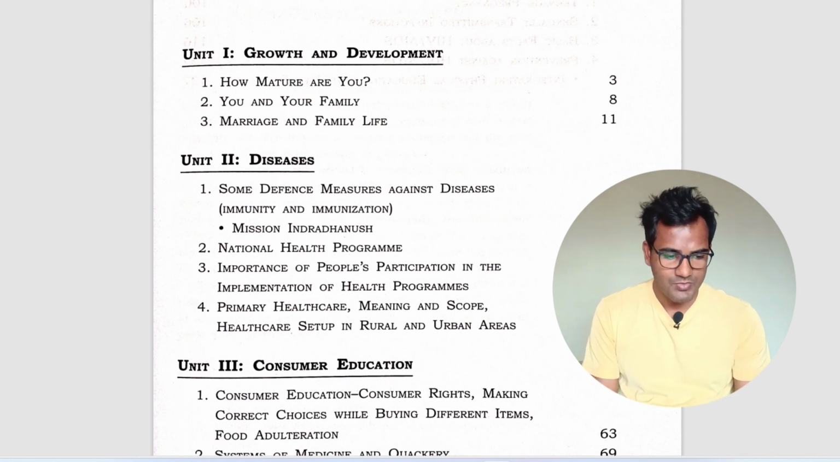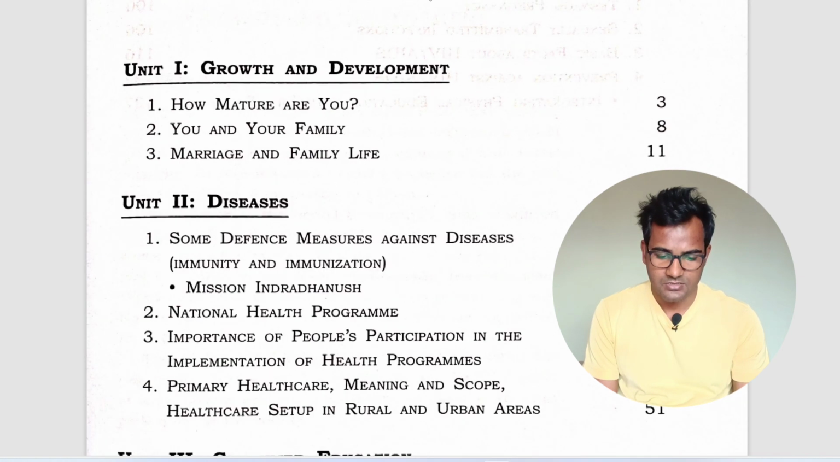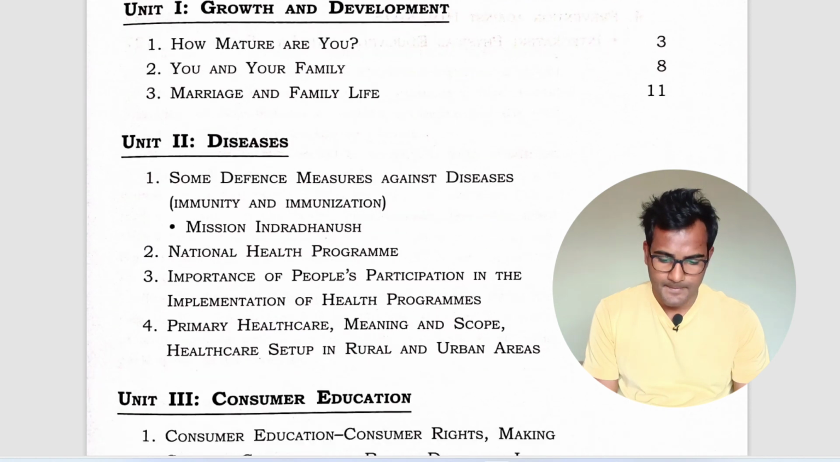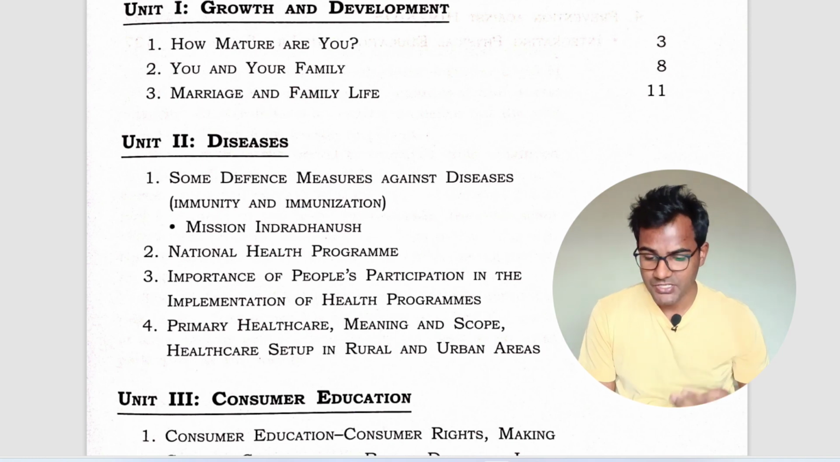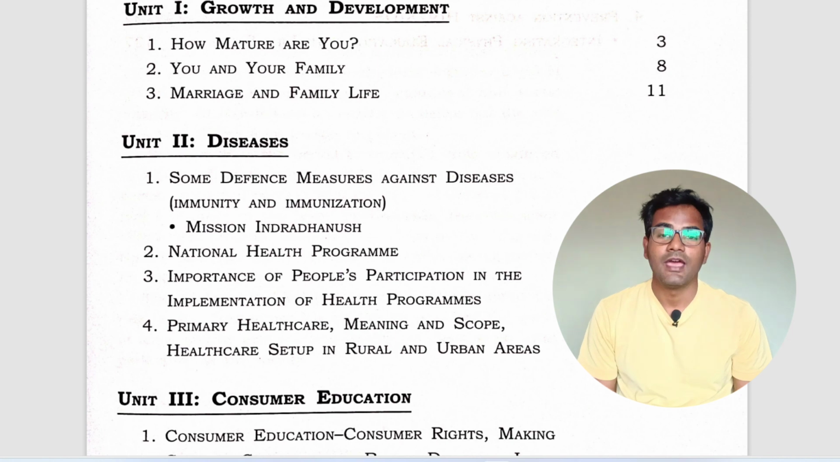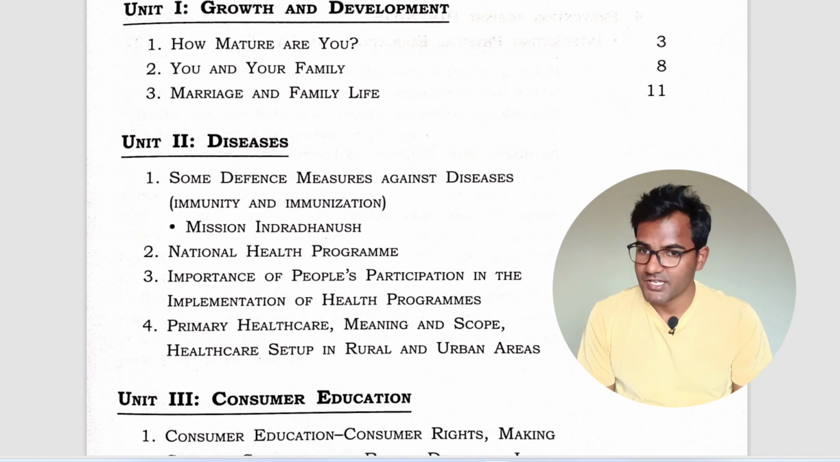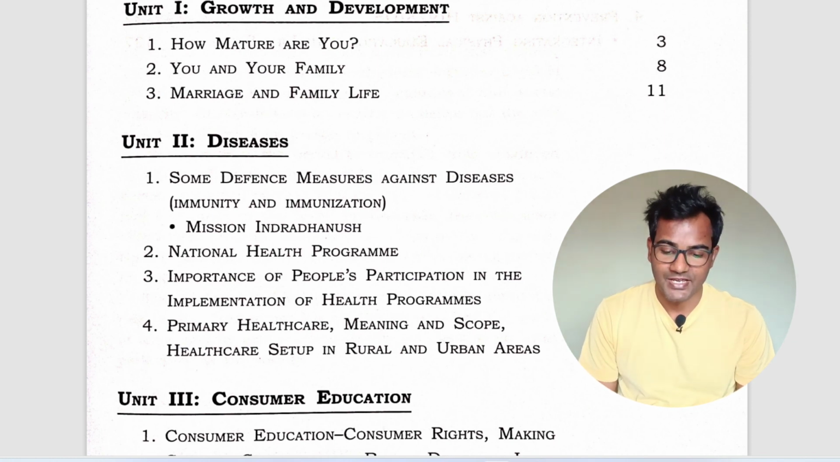First of all, let us see how many chapters are there in this unit. Let me zoom it for you. All right, so altogether you have got 4 chapters here. How many chapters? 4 chapters. The first chapter is on some defense measures against diseases, and this chapter will be based on immunity and immunization. So we will study what the defense measures against these diseases are.